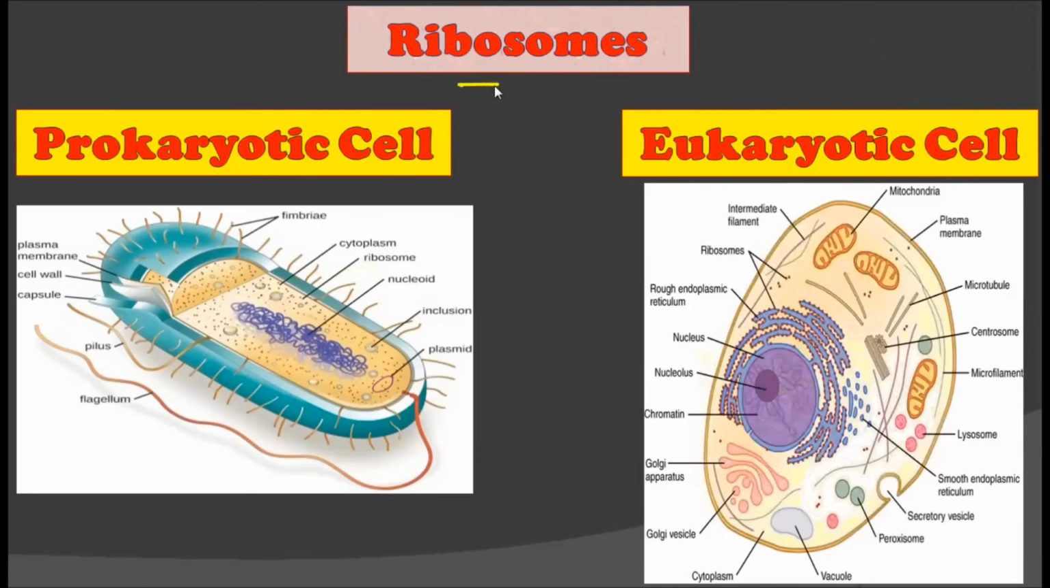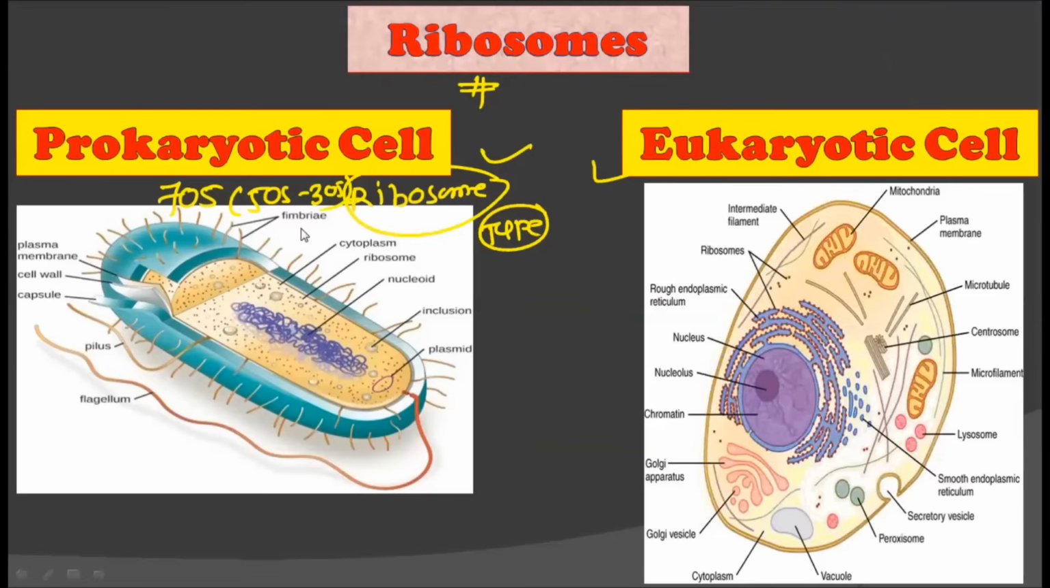The next difference between the two is about their ribosomes. Now, the ribosomes are present in both prokaryotic cells as well as in the eukaryotic cells, but the type of ribosome is different in both the cells. That is, in prokaryotic cells, you will find the 70S ribosomes with subtypes 50S and 30S, while on the other hand, in the eukaryotic cells, you will find the 80S ribosomes with subtypes 60S and 40S.